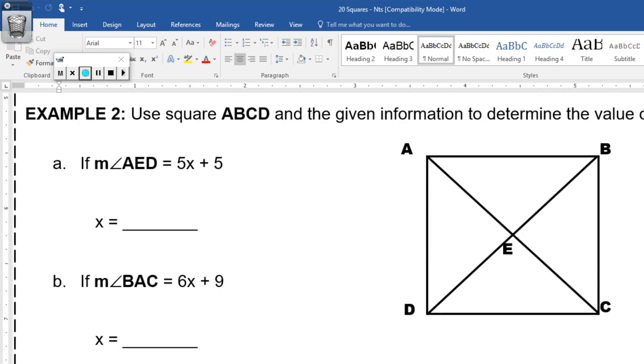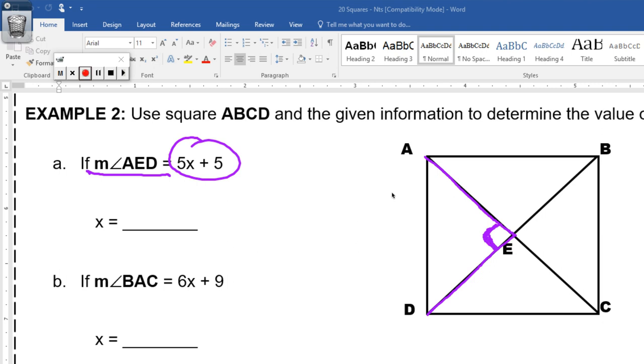On example number 2, it says square ABCD. Use this square ABCD and the given information to determine the value of x. Fun. So now we're going to put what we have in our picture. They're telling you that angle AED, this angle right here, is 5x plus 5. And I need to solve for x.